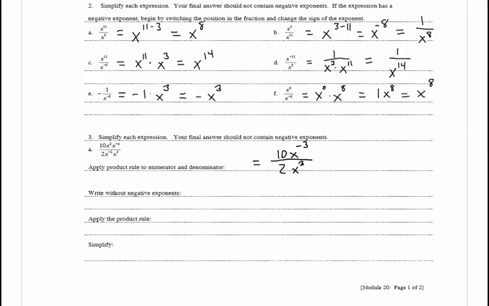And now they want us to write without negative exponents, so we're going to have 10 in the numerator, and we're going to have 2x cubed from the denominator originally, and then the x to the negative 3 in the numerator becomes x cubed in the denominator. And now they want us to apply the product rule, so we're going to have 10 divided by 2, and we have x cubed times x cubed is x to the 6th. And now we want to simplify, and 10 divided by 2 is equal to 5, so we're going to have 5 over x to the 6th.